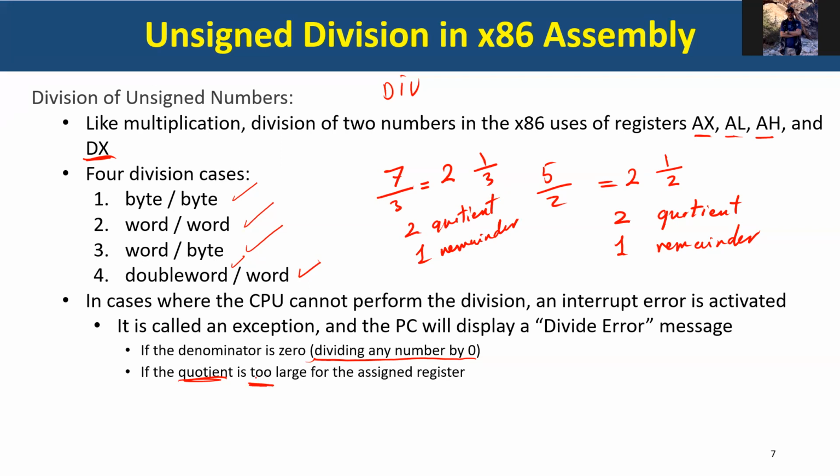So if the quotient is too large for the assigned register, then again this is an error. So in these two cases, the x86 CPU will give what's called an interrupt or exception error, to notify the programmer that you have an error here. You either divided by 0, or the register that should contain the quotient of the operation is not big enough. For example, you're gonna store the result in AL, but AL is 8 bits, basically 1 byte, and the output needs more than 1 byte. Like 140, which is 9 bits. So 8 bits is not enough for it.